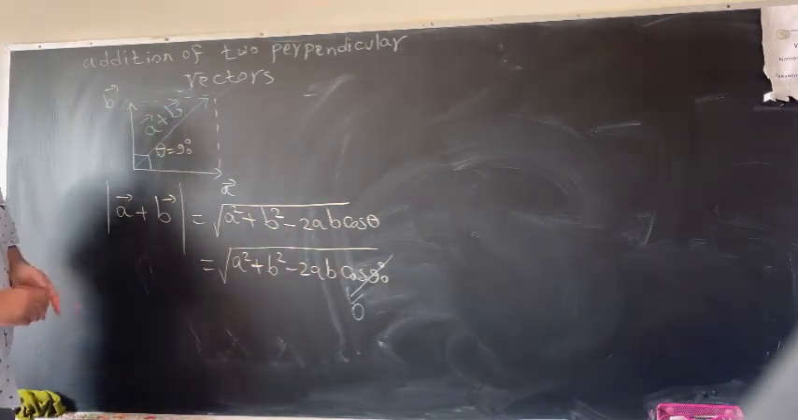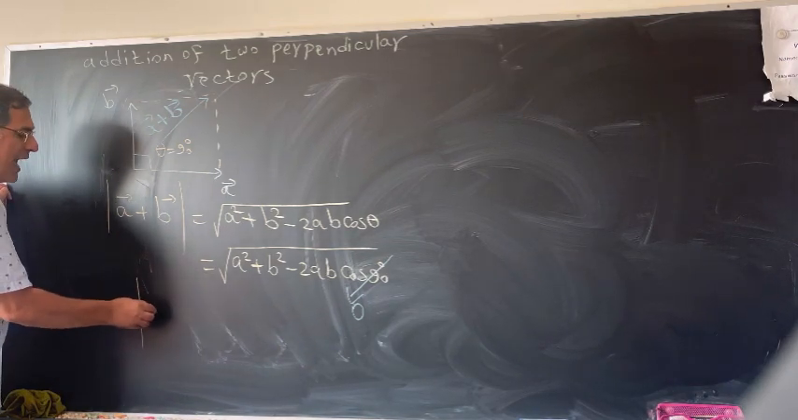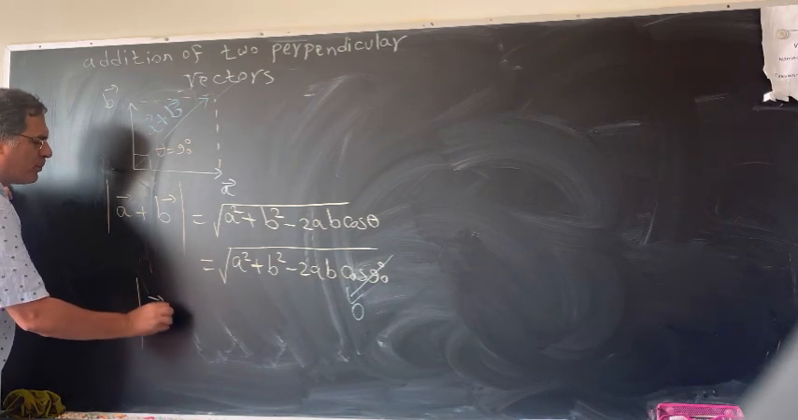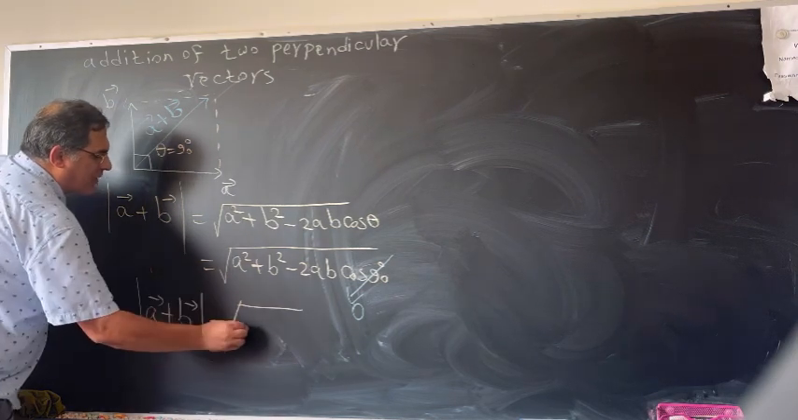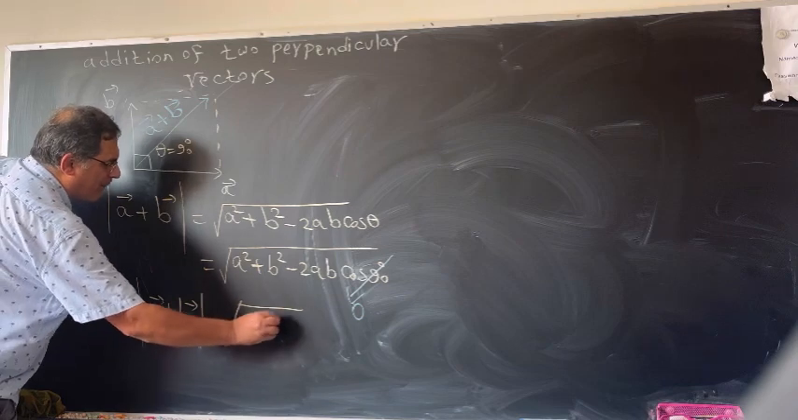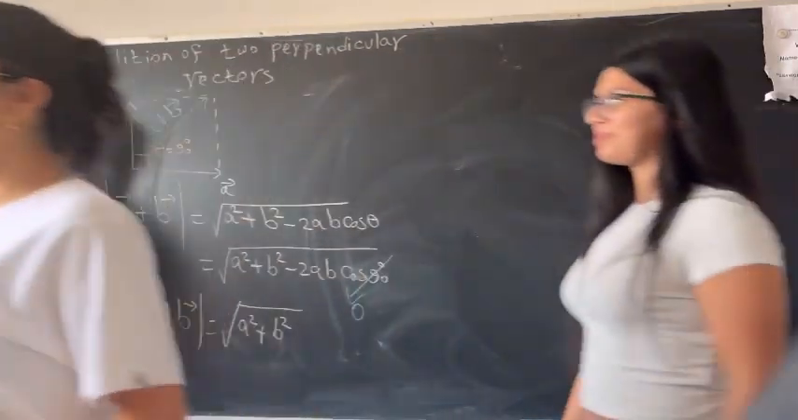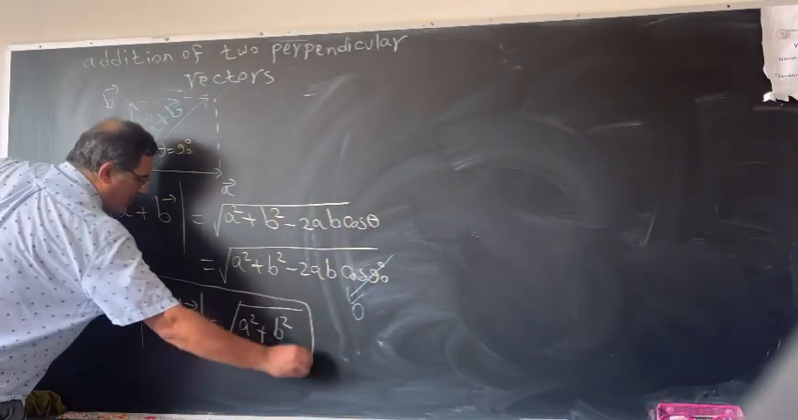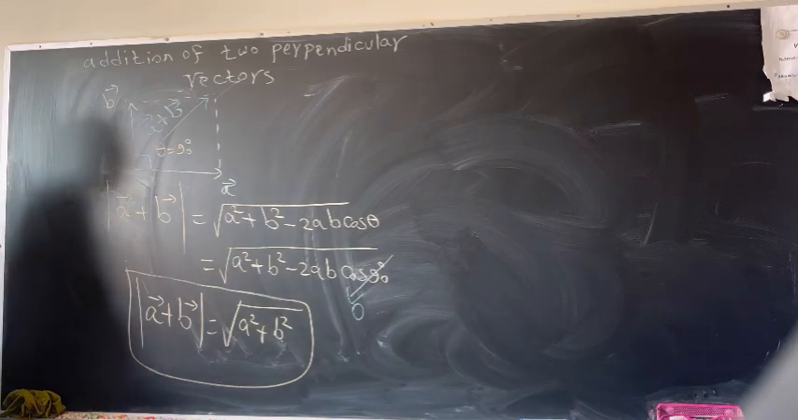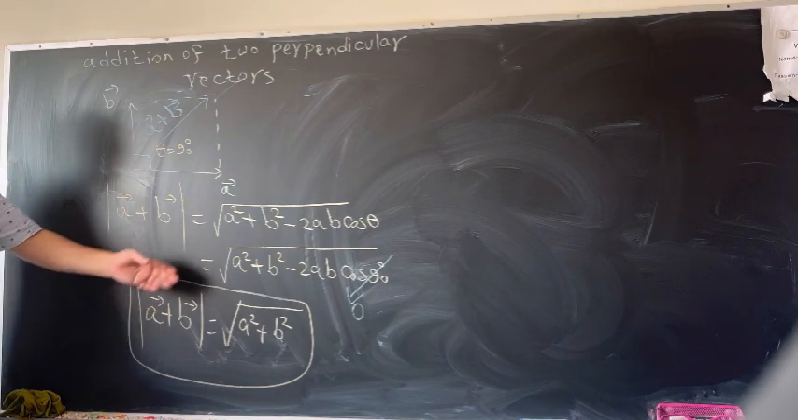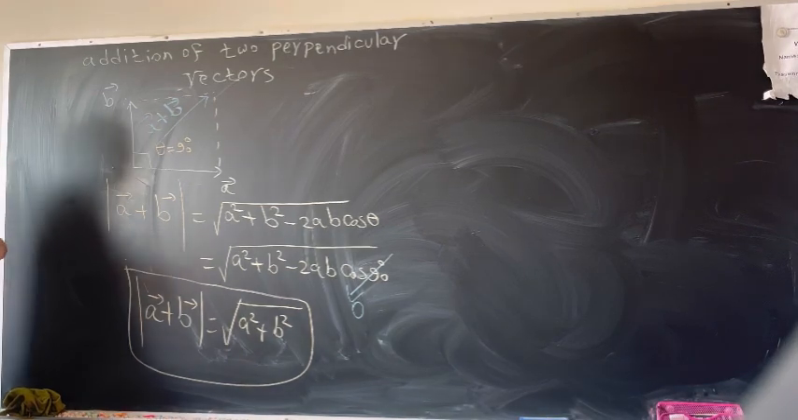So based on the Pythagorean theorem, the addition of two perpendicular vectors is the radical of first vector squared plus second vector squared. So if you have two perpendicular vectors, the addition of two vectors is the radical of first vector squared plus second vector squared.